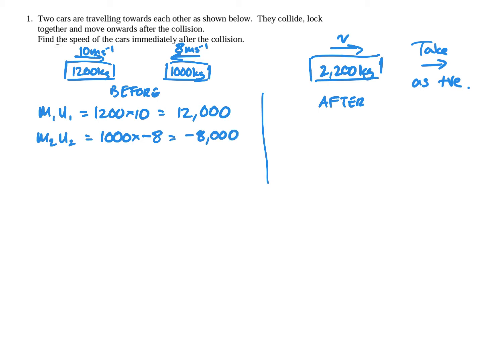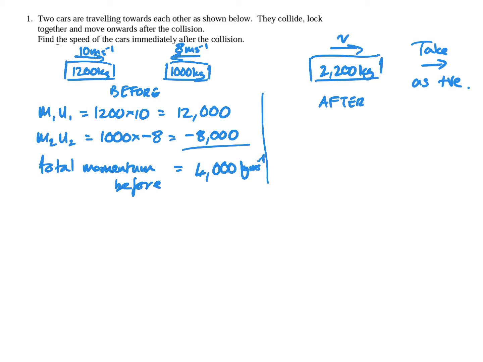Okay, momentum, like velocity, is a vector quantity. And therefore total momentum before, and we're just doing a simple sum there, is 4,000 kilogram meters per second. Those are the units of momentum, no special units involved.